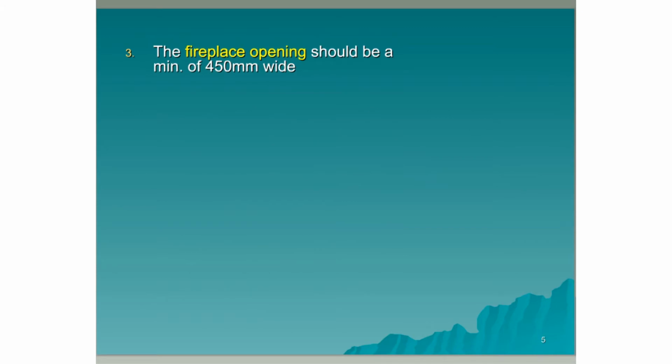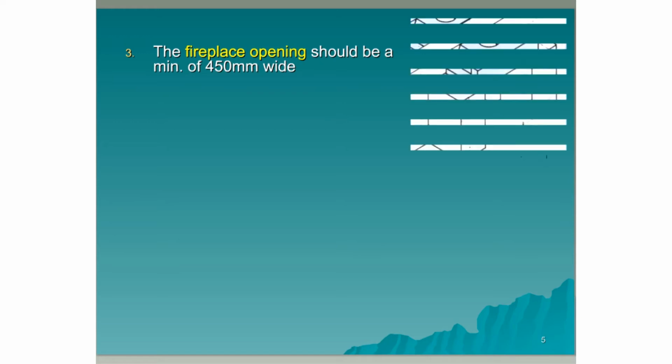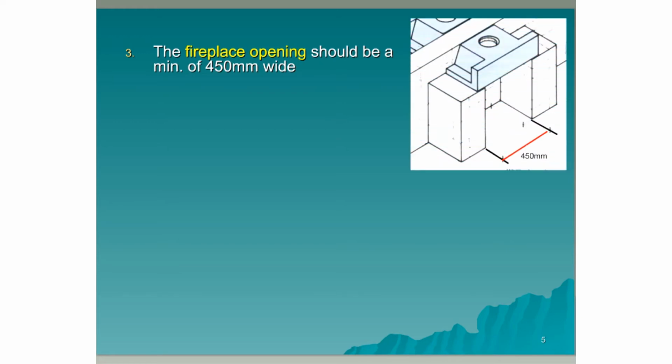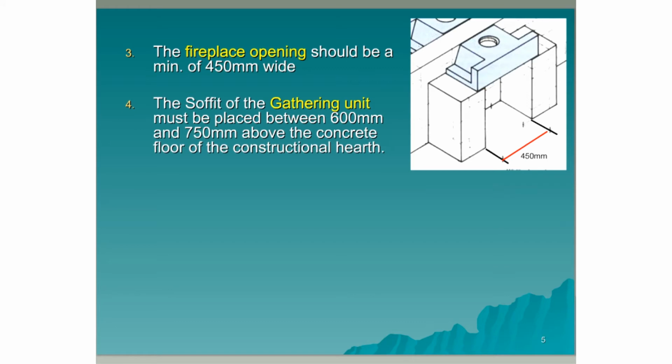The fireplace opening should be a minimum of 450 mm wide. The soffit of the gathering unit must be placed between 600 mm and 750 mm above the concrete floor of the constructional heart. 600 to 750 mm.